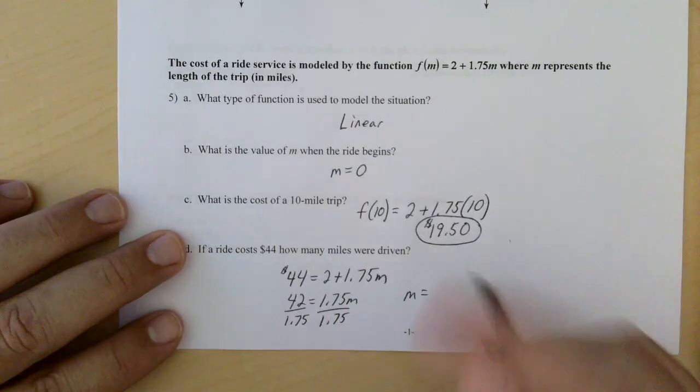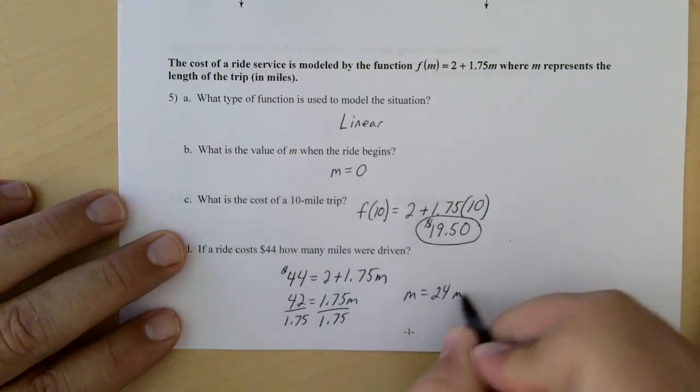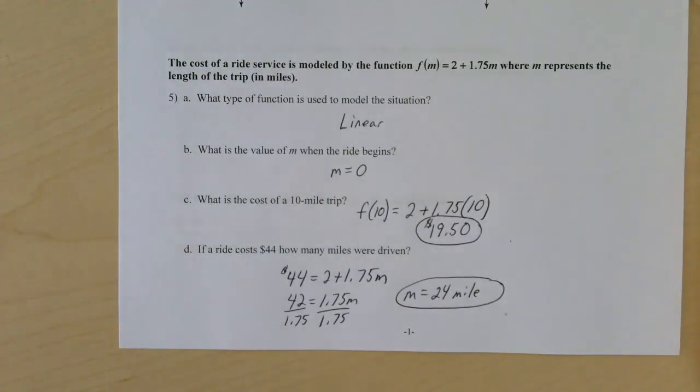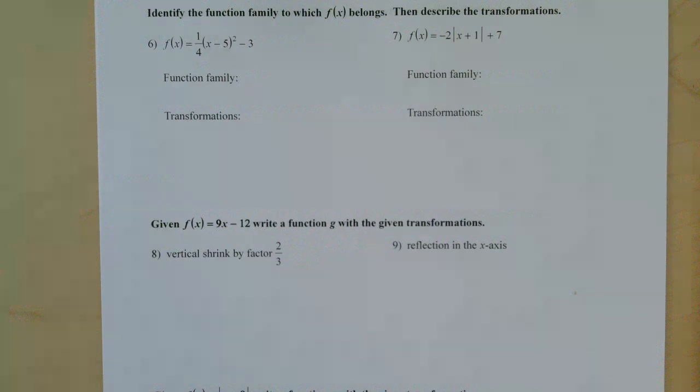It's going to be a 24-mile trip. Okay, so again, linear situation, super easy, very easy to identify. Has to have a variable, and it has to have the power 1, not 2 to make it quadratic or a higher power. So hopefully that problem is very easy for you.